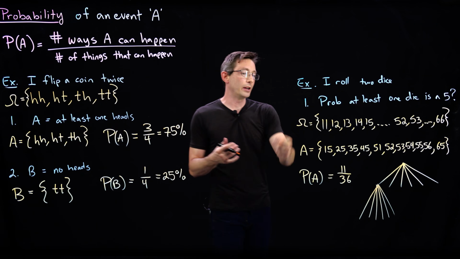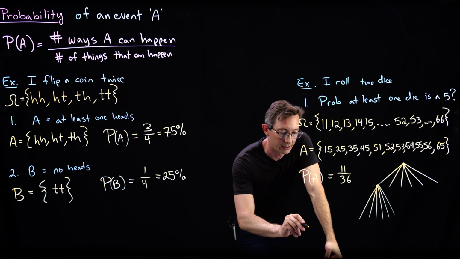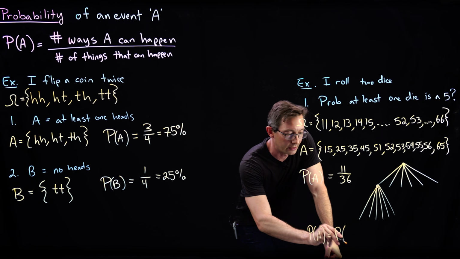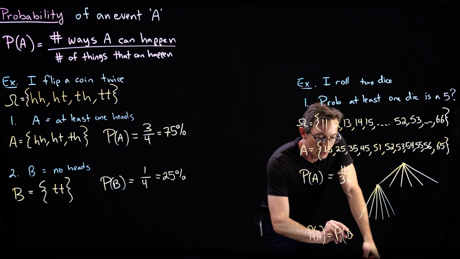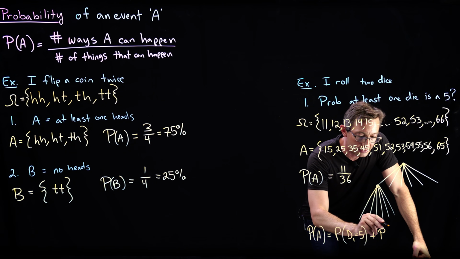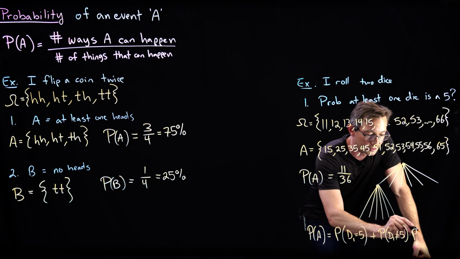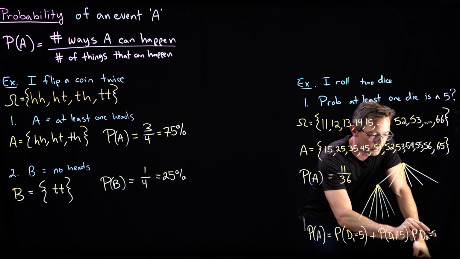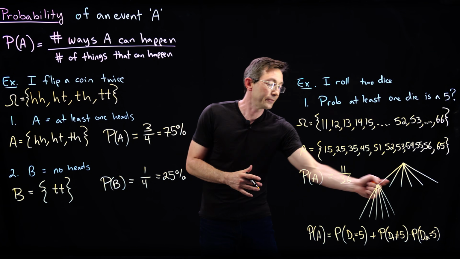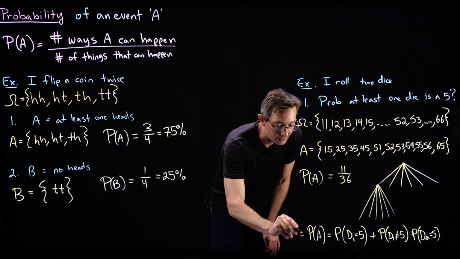Maybe a slightly better way to do it would be to actually try to reason through the ways these could happen. I could say the probability of A is equal to the probability that die 1 equals a 5, plus the probability die 1 doesn't equal 5, times the probability that die 2 equals 5. So either die 1 is 5, or if the first die is not a 5, die 2 has to be a 5. And I can compute this pretty easily.